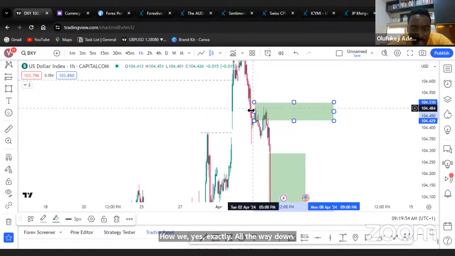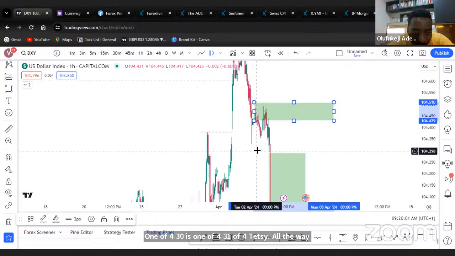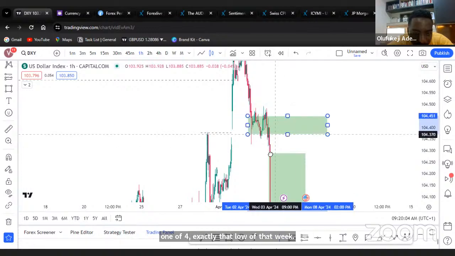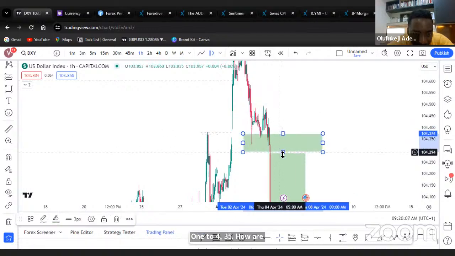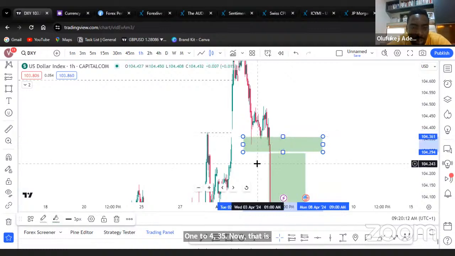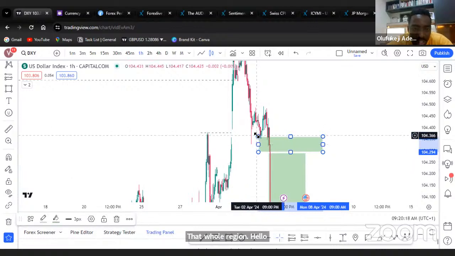$104.30 is 104.30. All the way down. 104, exactly that low of that week. 104.35. Now that week, exactly that upside down doji. That whole region from that week.